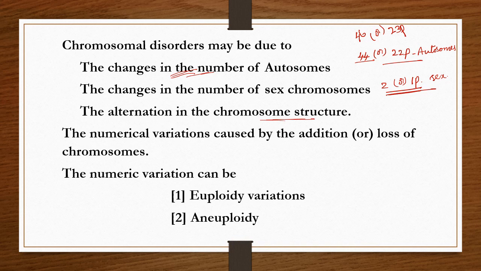Now, let's see the numerical variation, that means change in the number caused by addition or loss of chromosomes. The change in number occurs due to the addition of extra chromosomes or deletion of chromosomes. The numerical variation is due to euploidy variations or aneuploidy variations.